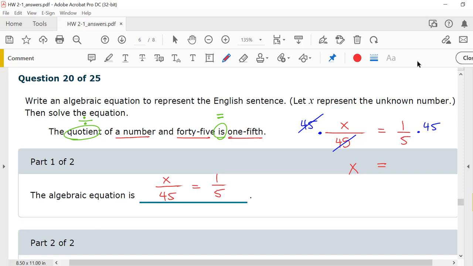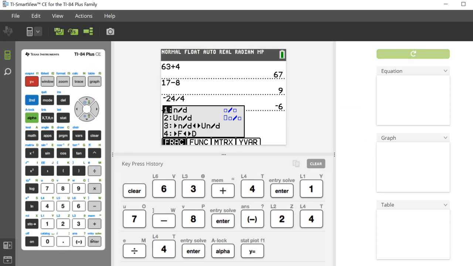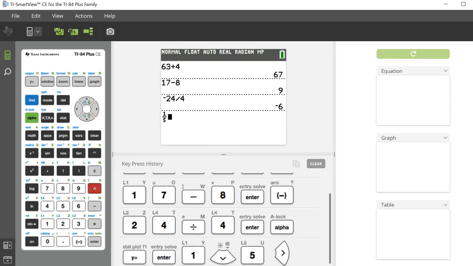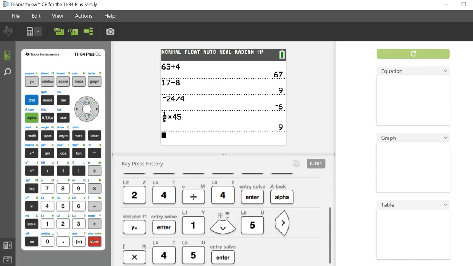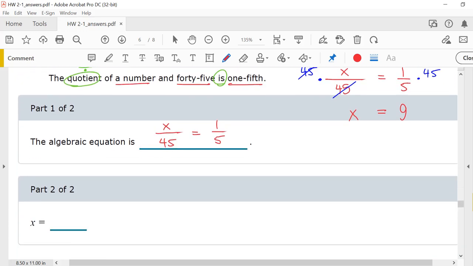Okay, on my calculator, 1/5 times 45 is 9. The solution to that equation is x equals 9.